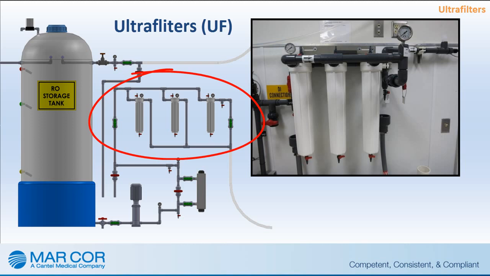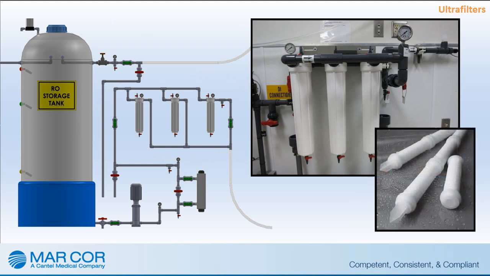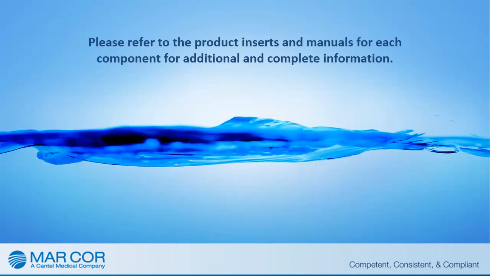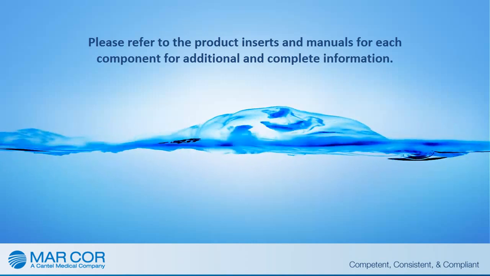The ultrafilters are designed to capture and eliminate bacteria, endotoxin, and other microorganisms that may be present in the pure water system. Ultrafilters are typically found on a storage tank and following DI tanks and UV purifiers. This membrane filtration device removes organics in the 0.002 to 1.0 micron range. Monitor the inline pre- and post pressures on the ultrafiltration device. Please refer to the product inserts and manuals for each component for additional and complete information.